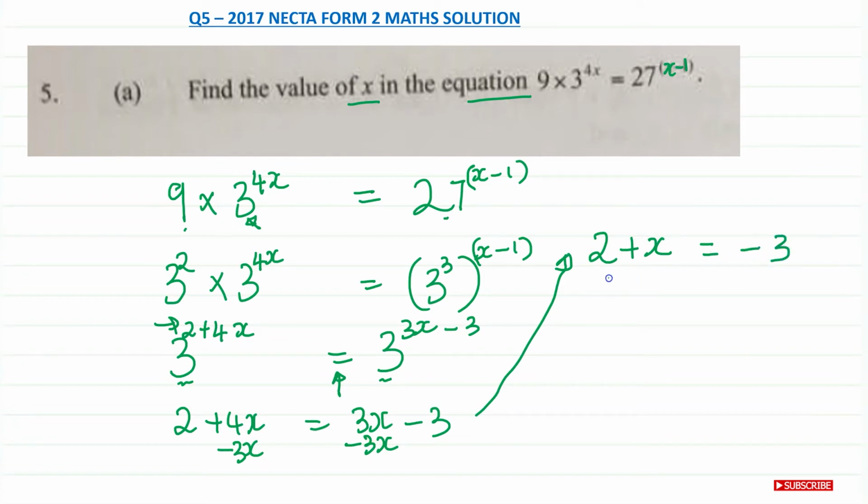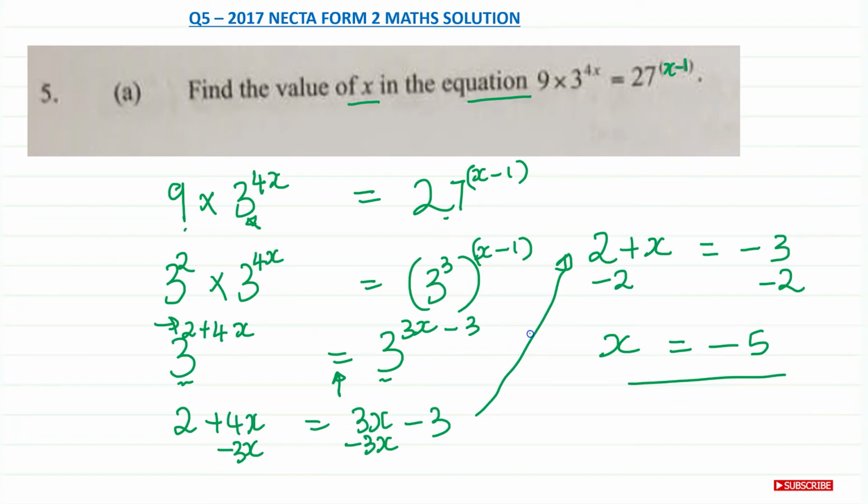Now we need to get rid of the 2. So take away 2 because it is a positive number there, and we have to take away 2 there. So 2 take away 2 is 0, and then we're just left with x. And on this side, we now have -3, -2, take away 2. So we have -5. So x is equal to -5.